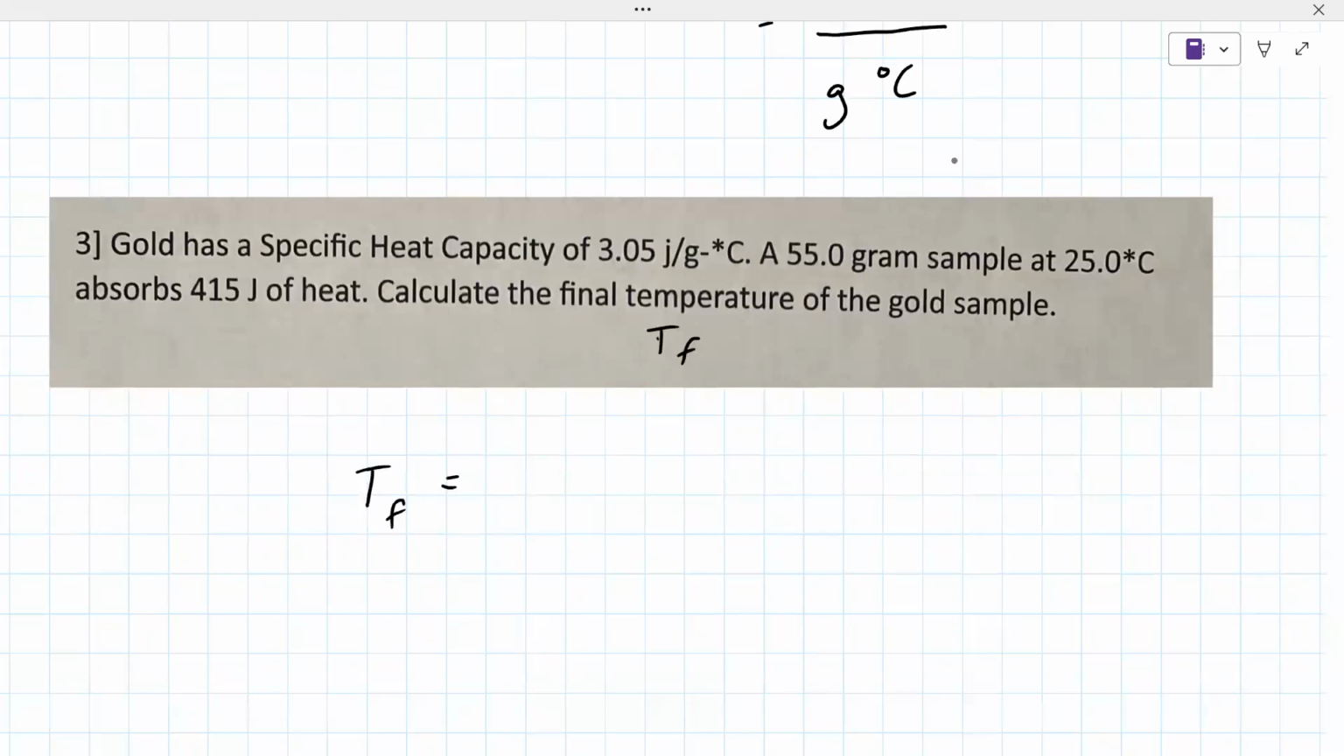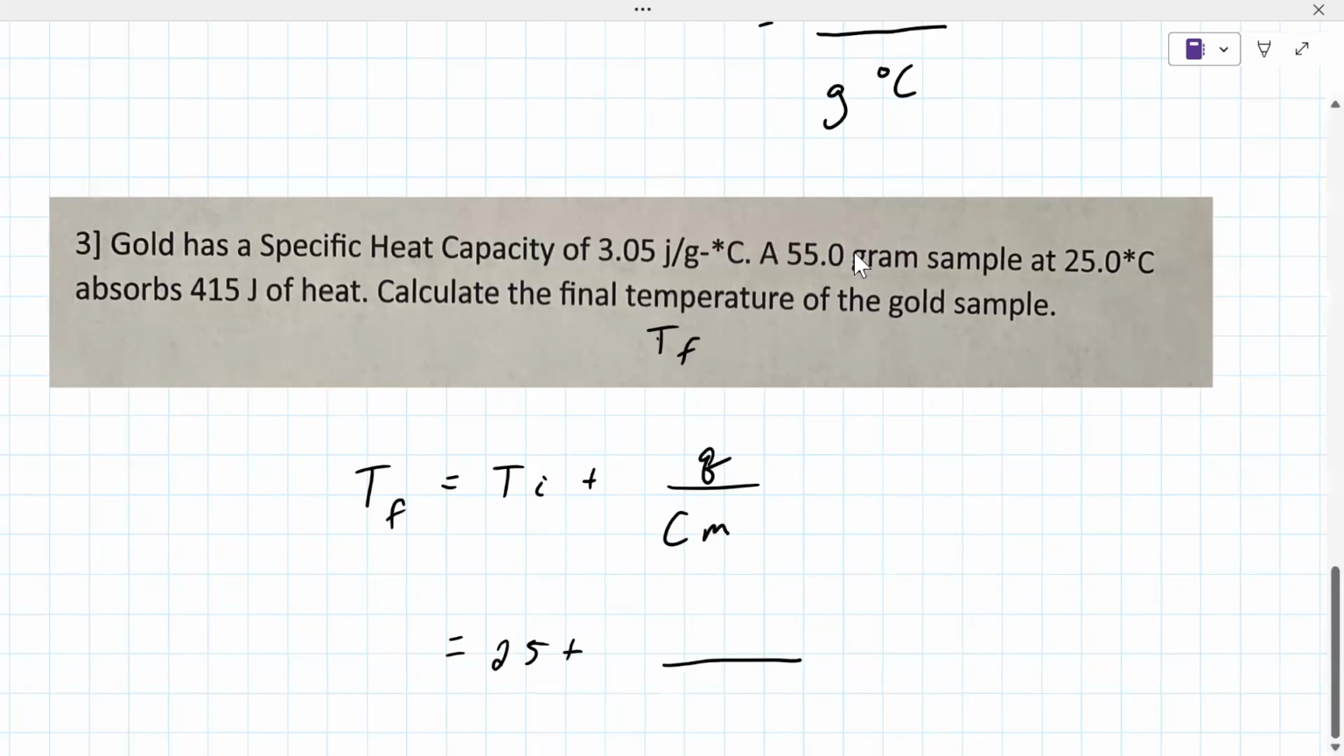If you look on your sheet, you have an equation for T final. T final is T initial plus Q divided by Cm. So hopefully you're given those quantities in this problem. Are you given those quantities? Yes. What is the initial temperature? 25. What is the energy in joules? 3.05 per. That's the specific heat capacity, C. 4.15 or 15.